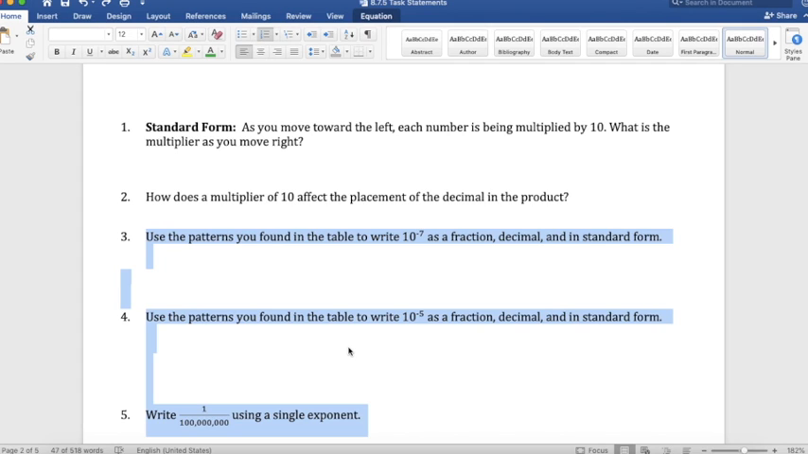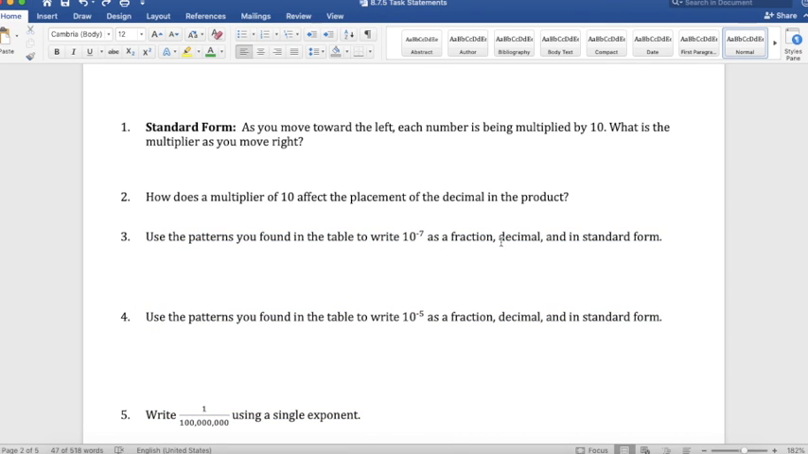So how would you write 10 to the negative 7th as a fraction, a decimal, and standard form? And how would you write 10 to the negative 5th as a fraction, as a decimal, and in standard form? All right, let's go ahead and try those. Actually, before we try those, I'm going to say that instead of standard form, it should be expanded form. My bad. So expanded form. And now try them.